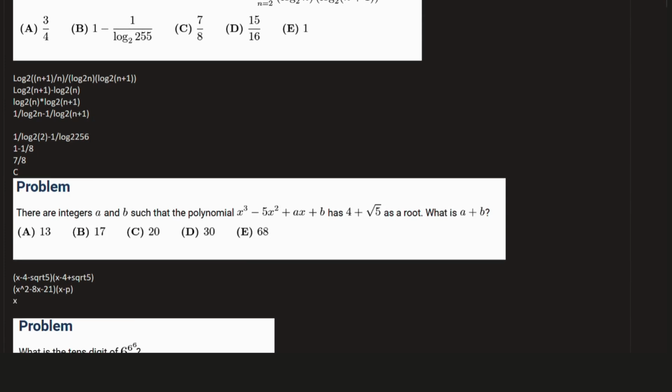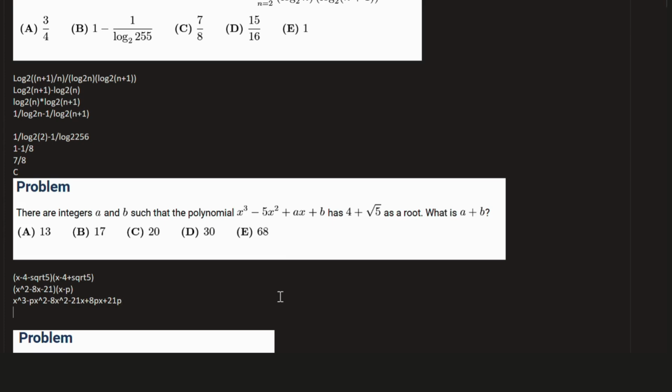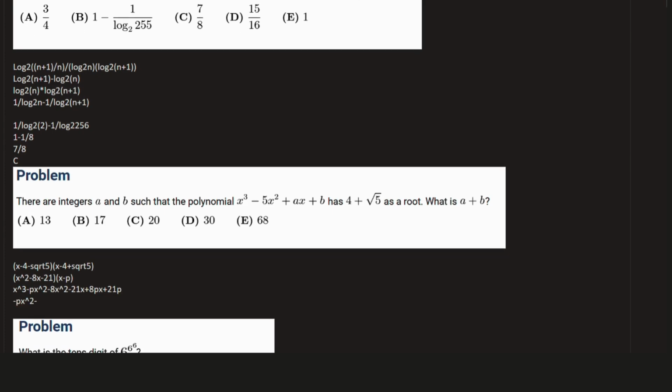We can expand this expression to be x cubed minus px squared minus 8x squared minus 21x plus 8px plus 21p. So what we have here is that we know that x cubed minus px squared minus 8x squared, that corresponds to negative 5x squared, meaning that p equals negative 3.